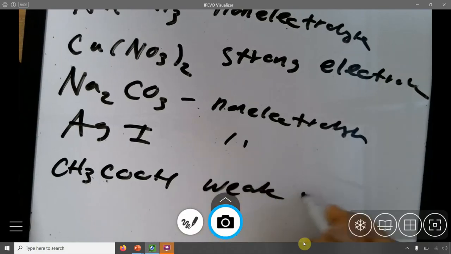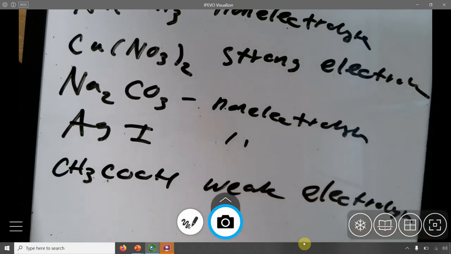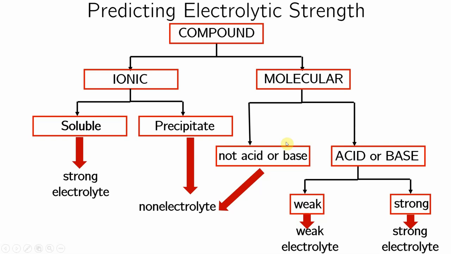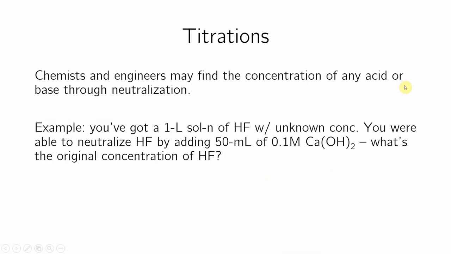I hope that makes sense. That's how you'd go about doing this. As you can see, some of these things count both as an acid or base and as ionic, and they give you the same answer anyway. All right. So let's talk about titrations now in this next little segment.